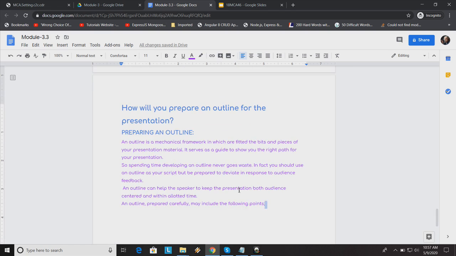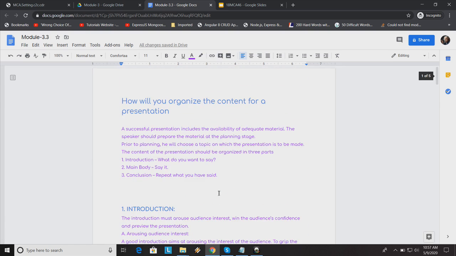I'll be discussing this in coming videos. The basic brief explanation is that suppose you have a paper and are explaining the same with a slide, you can look at the paper, and that becomes an outline. Whether you miss something or you're going to miss something, or you're going to say something that makes your product or content more understandable. So this was about how you organize the content for a presentation under module 3.3.